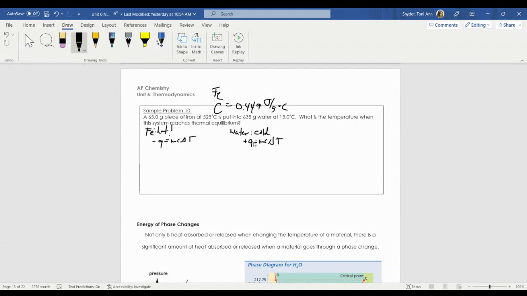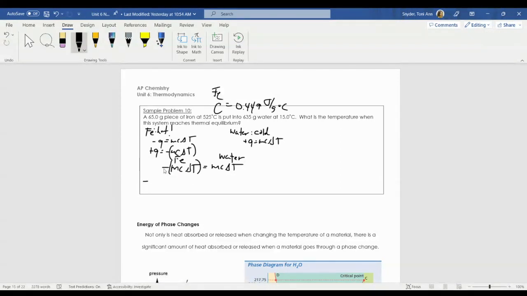So we want to get Q to be the same on both sides. I'm going to do positive Q is equal to negative mC delta T here. So negative mC delta T, this is for the metal, so we'll do Fe, is equal to mC delta T for the water. I like to label which side is which because otherwise I tend to lose track of stuff. Parentheses are important around this negative sign here.